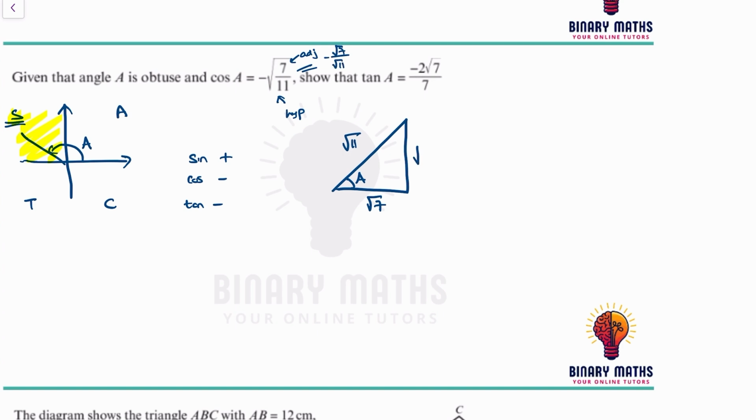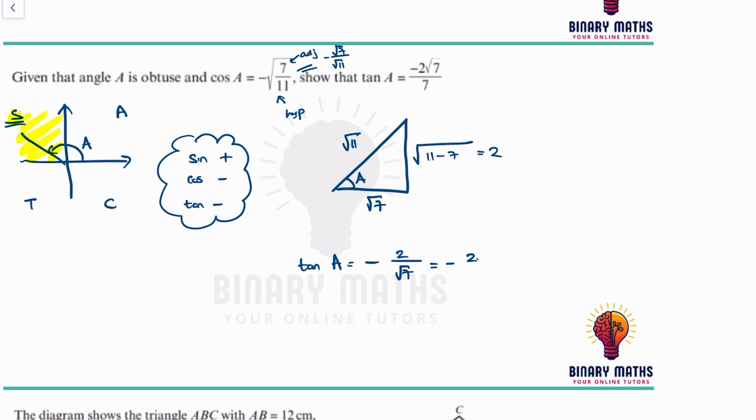Okay, so if I want to find the opposite, it's just going to be the root of 11 take away 7, which is root of 4, which is just 2. So if I want to find tan A, it's negative. We know it's negative from this information. And I know it's opposite, which is 2, over adjacent, which is root 7. Again, we don't like a surd in the denominator, so we need to multiply top and bottom by root 7, which gives negative 2 root 7 over 7, which is what I wanted.